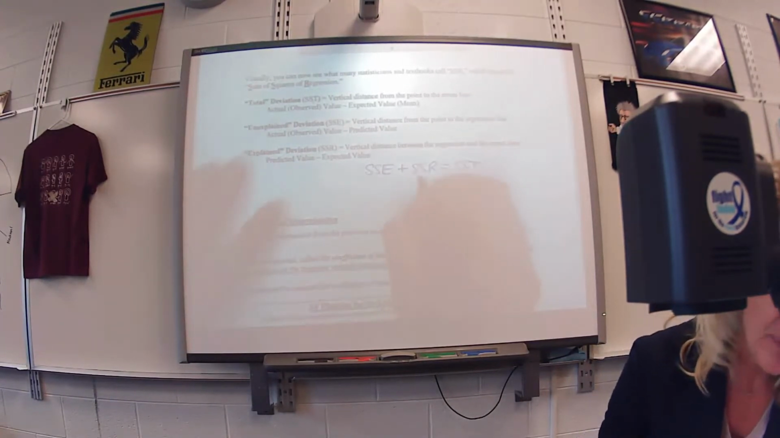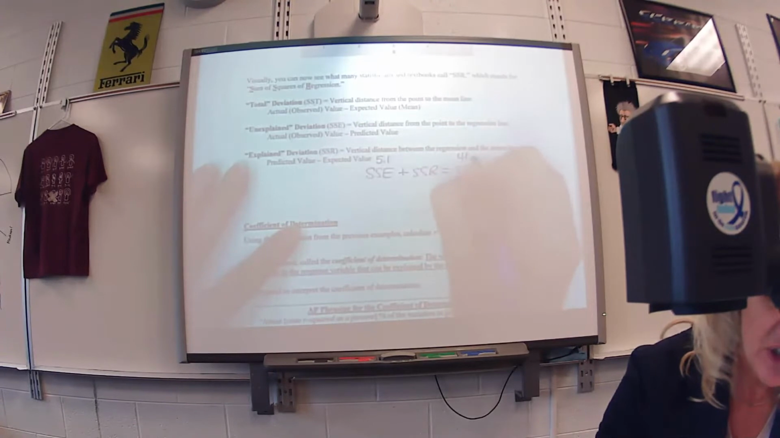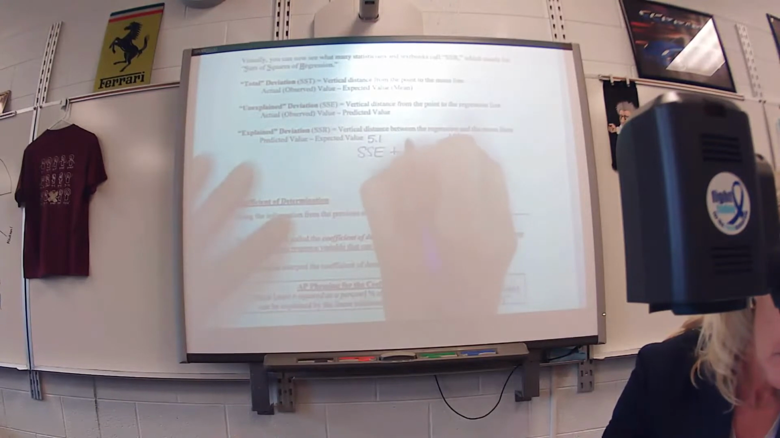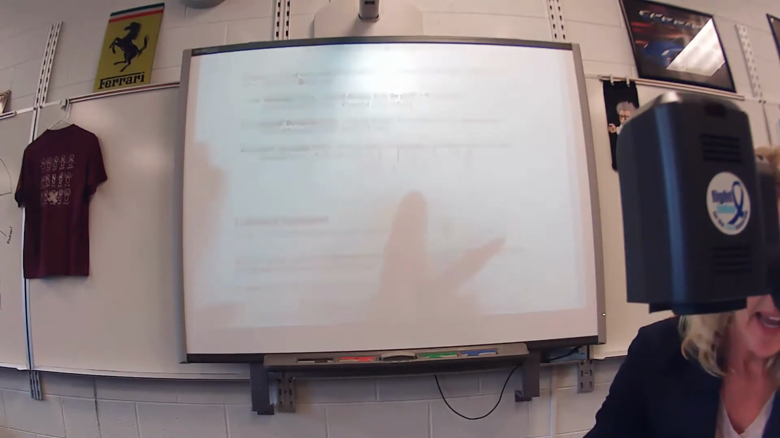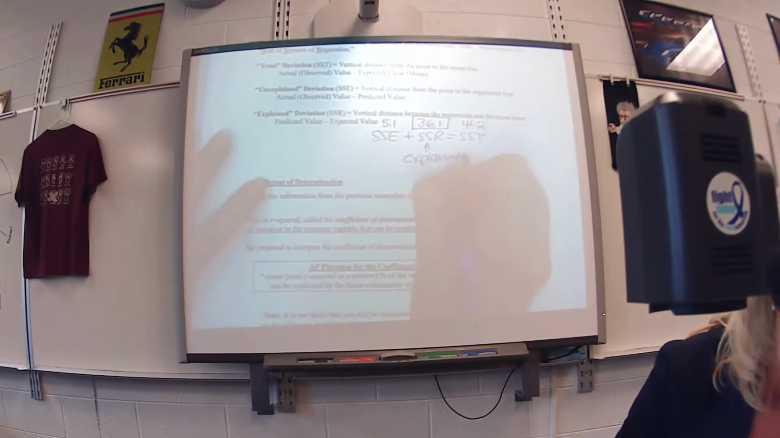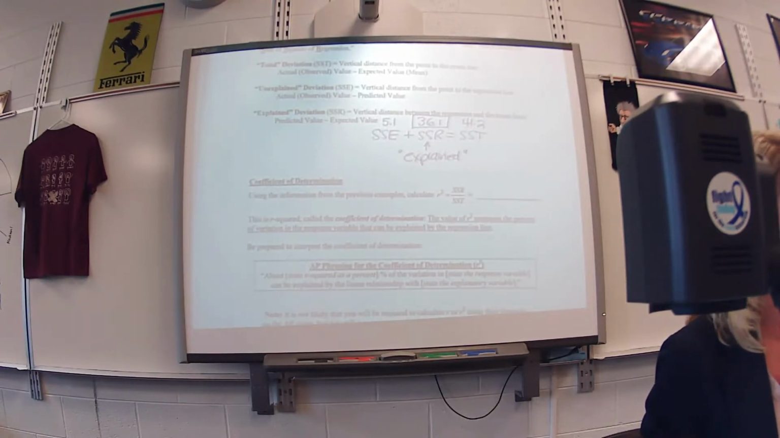Our SSE was 5.1. Our SST was 41.2. So can you do the math and tell me what SSR is? 36.1. That's the part that you're going to use to calculate R squared. SSR is explained. Your R squared is going to calculate what proportion of your variation is explained by the trend line.